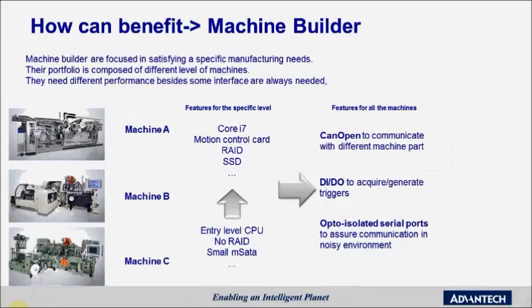So as you can see, for the top level, we need Core i7, SSD, motion control card. But for every machine, that is the core knowledge of the machine builder, they have some needs. For example, CANopen as fieldbus, we can have digital input, digital output. We maybe need some serial ports.